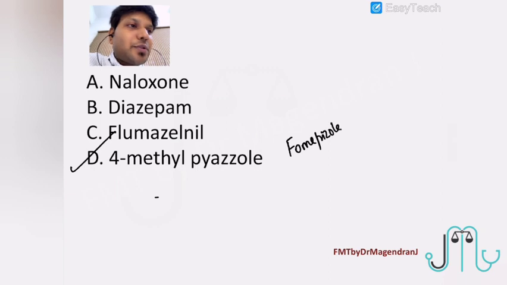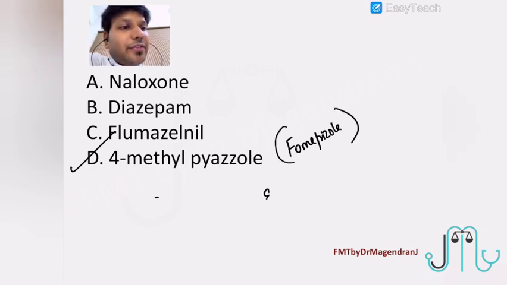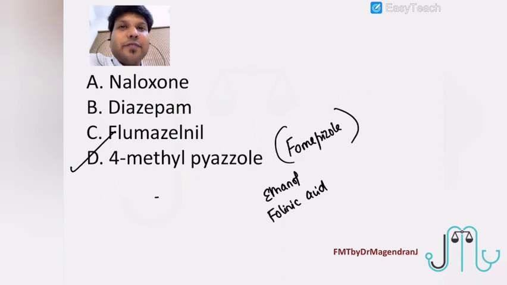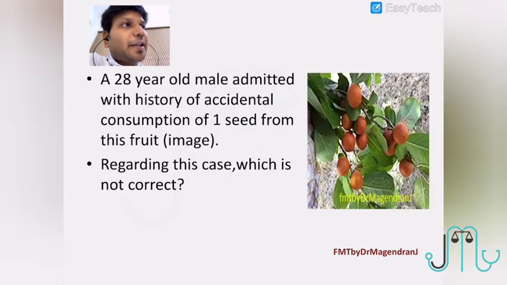Apart from fomepizole, we can as well use ethanol. Right? We can also use folinic acid. The person will be having metabolic acidosis, so to treat the metabolic acidosis, we can as well give IV sodium bicarbonate. Okay, so the answer would be option D.